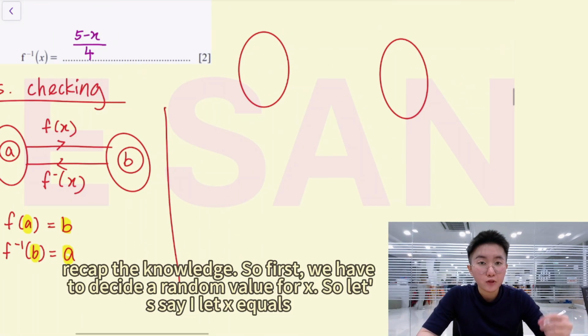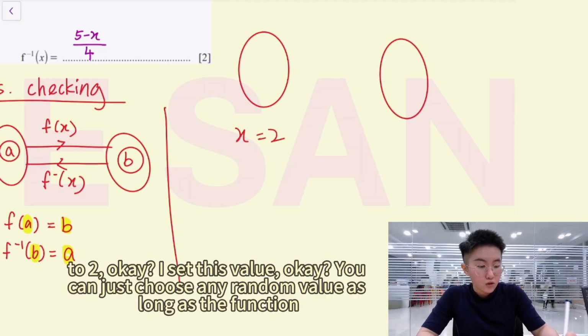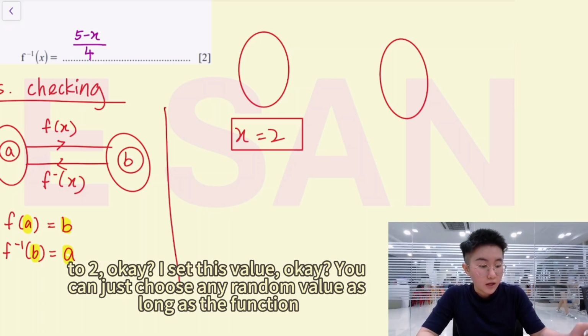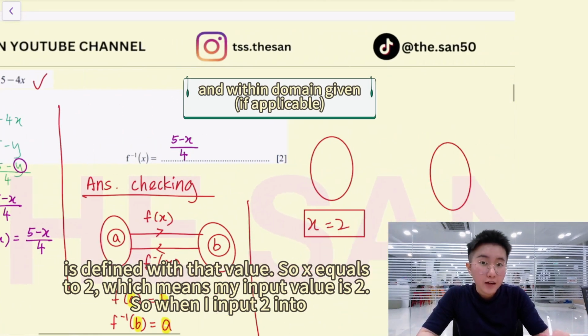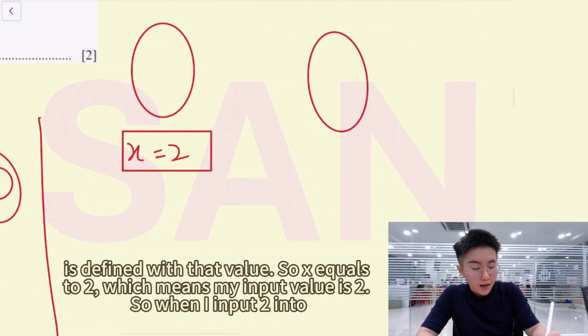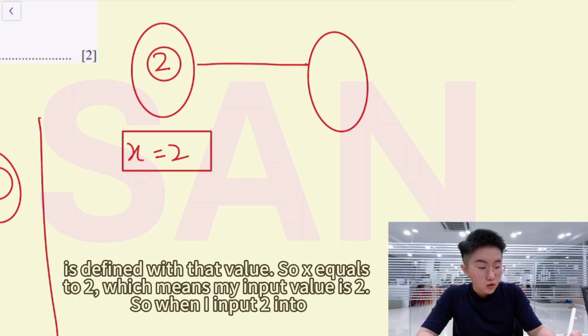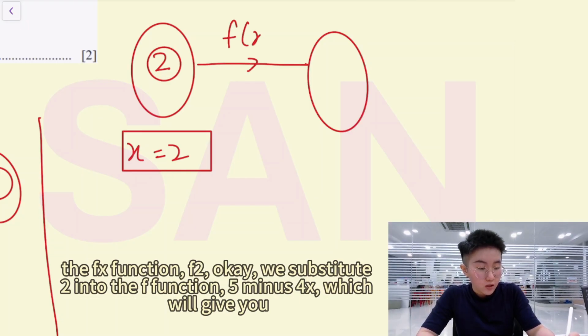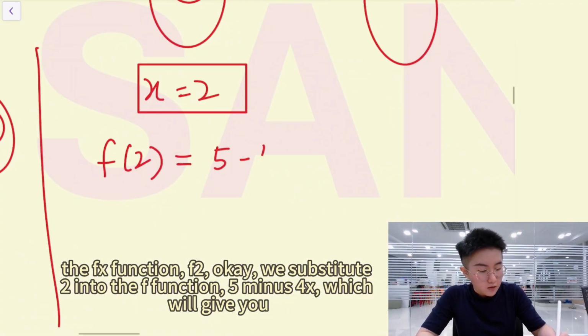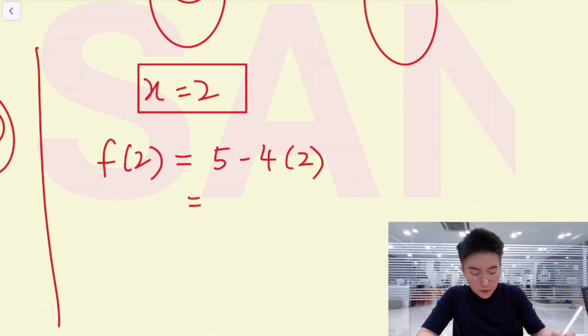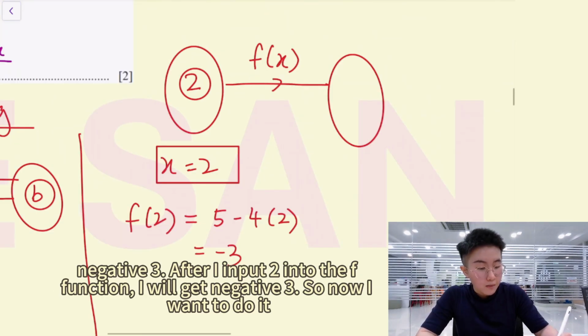So first, we have to decide a random value for x. Let's say I let x equal to 2. You can just choose any random value as long as the function is defined with that value. So x equals 2, which means my input value is 2. When I input 2 into the f(x) function, f(2), we substitute 2 into 5 minus 4x, which will give you negative 3.